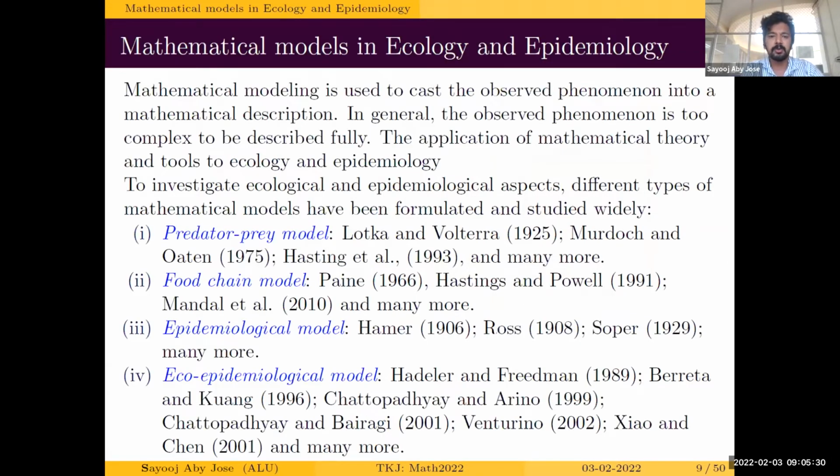These are some milestones of ecology and epidemiological models, starting with the predator-prey model from Lotka and Volterra in 1925 and Hassell et al. in 1993, and the food chain model from Payne and Paul in 1991, Mandal in 2010 and more. And epidemiological models from Hamer, Ross, and more, and eco-epidemiological models from Hadeler and Freedman, and others from 1996, and 2001, and many more.